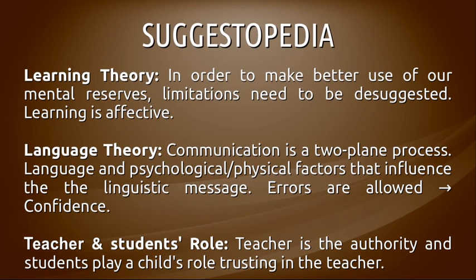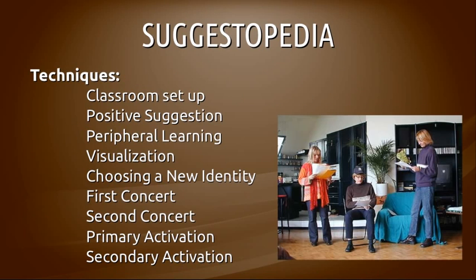Suggestopedia. Students need to eliminate the feeling of not being able to succeed and overcome psychological barriers to learning. Communication is divided into language and factors affecting its conveyance, and errors are permitted to foster confidence in pupils. In this method, learners learn better if they get the information from a reliable authority, feeling more secure and less inhibited. Some of the techniques in this method are classroom setup for comfort, visualization, music, and choosing a new identity.